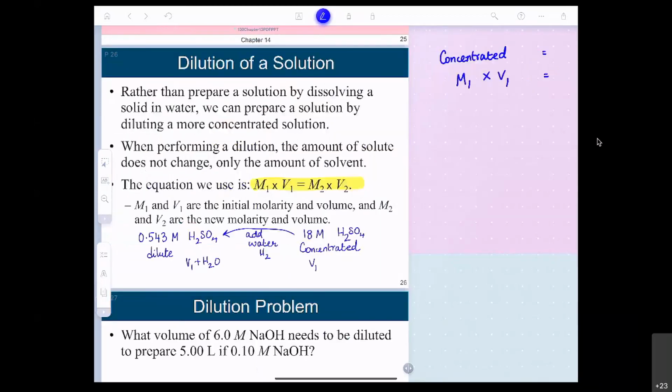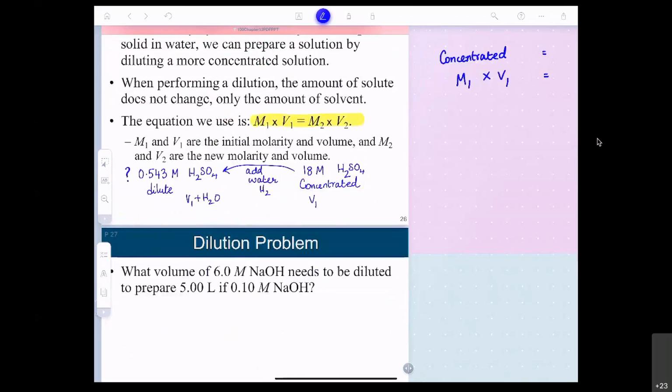Now, the lab tech, of course, is going to ask me, how much of 0.543 molar of sulfuric acid do you need for your lab? And I'm going to tell him I need 50 milliliters.